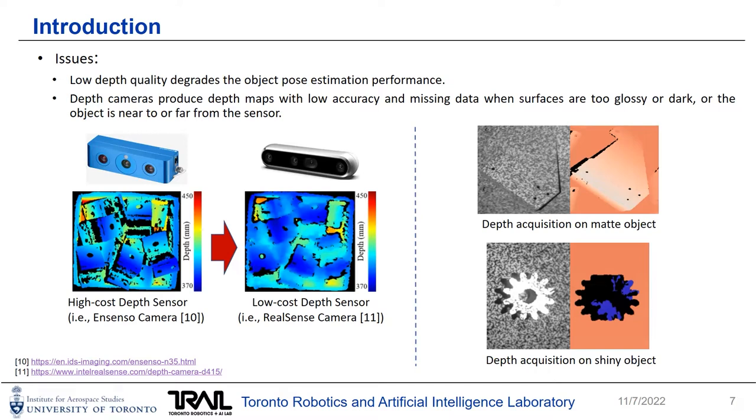In that case, we made the assumption that optimal depth data can guarantee your object pose estimation performance. But the problem for shiny objects, and that's actually one trial from my previous work, is that the reason we have missing depth is that the light from the projector hits the surface and all reflects back to the camera. This could result in image saturation. For this kind of problem, even if you're using a very high cost camera, you still could have this problem.